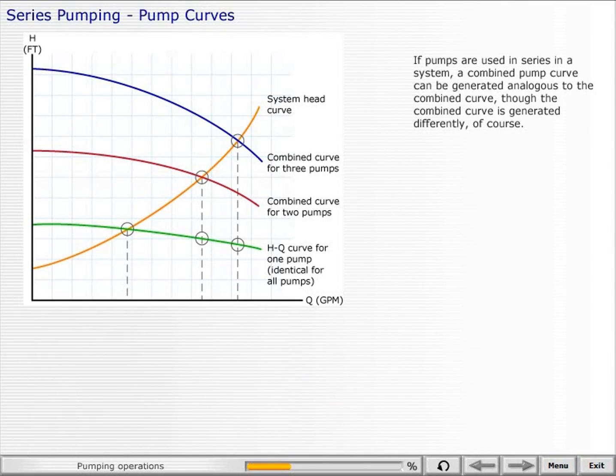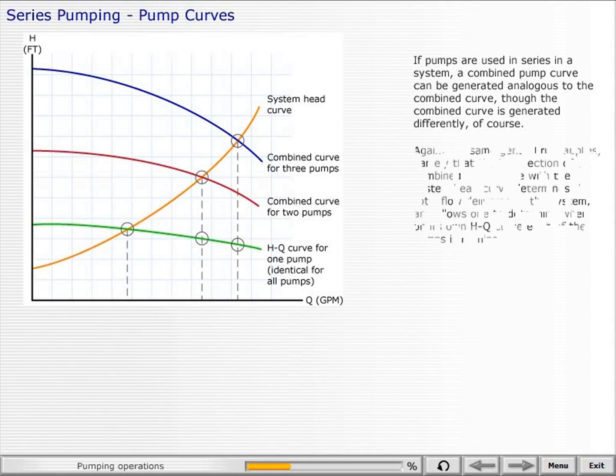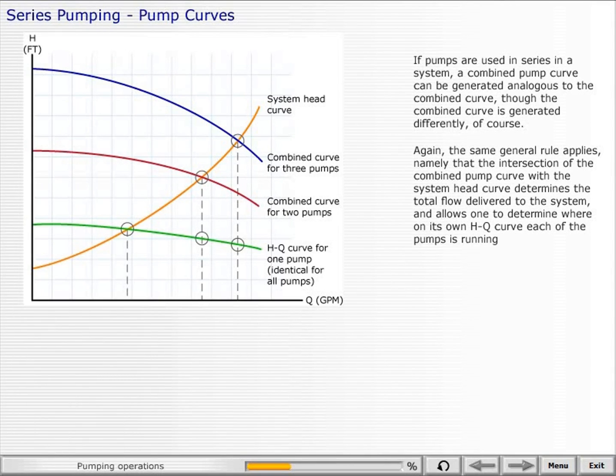If pumps are used in series in a system, a combined pump curve can be generated analogous to the combined curve, though the combined curve is generated differently, of course. Again, the same general rule applies, namely that the intersection of the combined pump curve with the system head curve determines the total flow delivered to the system, and allows one to determine where on its own head-to-flow curve each of the pumps is running.